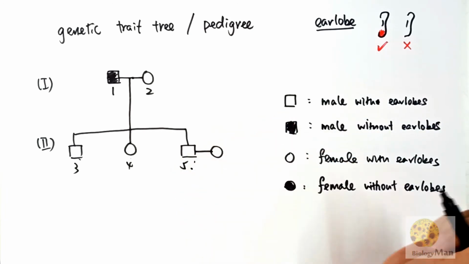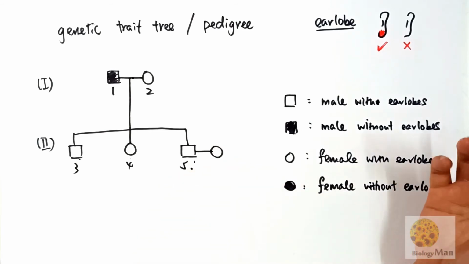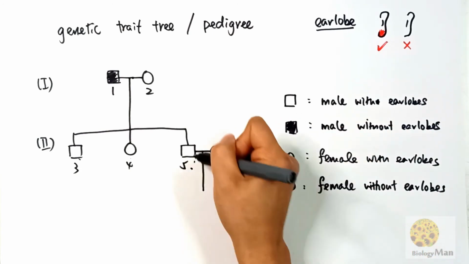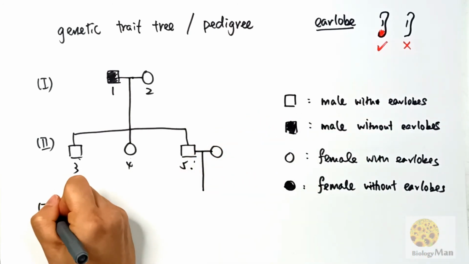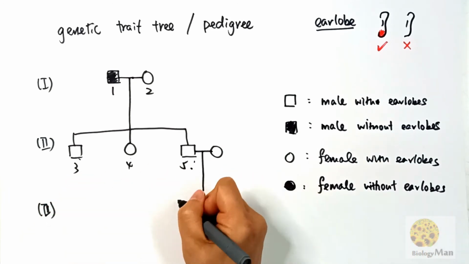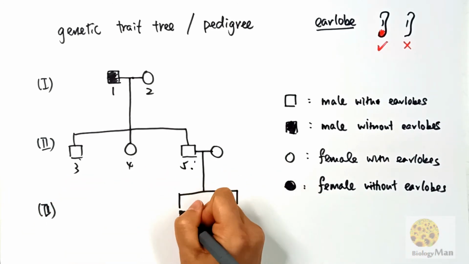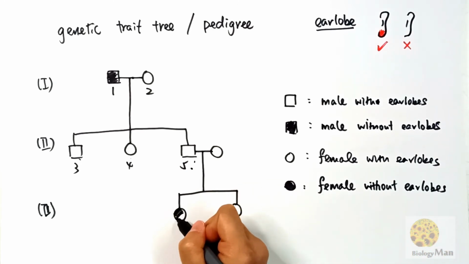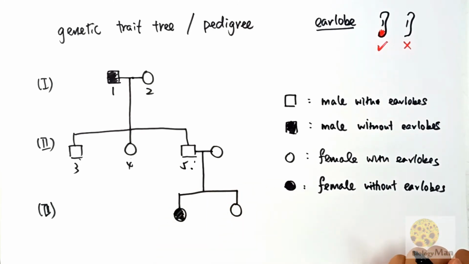This individual gets married with another female, so I draw a line between them. And then they got their children. I draw another line perpendicular to the line between the symbols. And then this is the third generation. They got 2 children. Both of them are girls. One of the girls is without earlobe, and the other girl got earlobes. This is the whole pedigree.